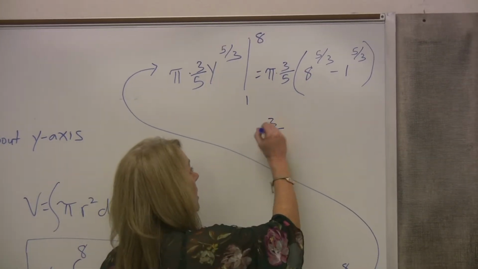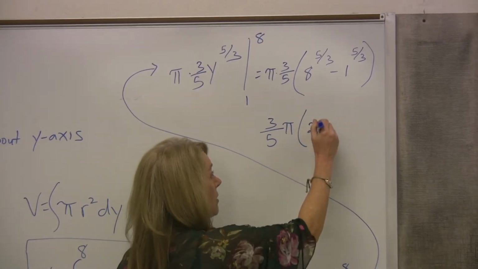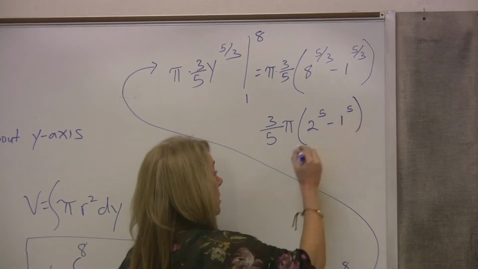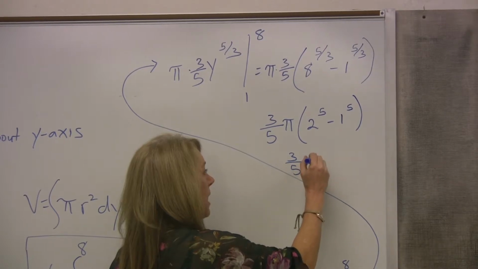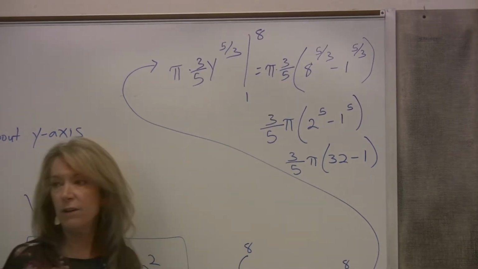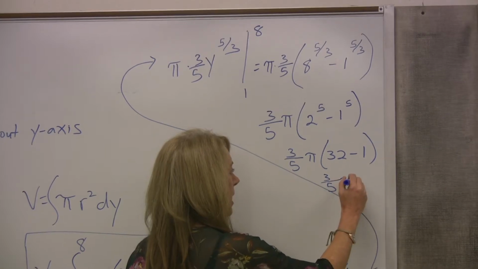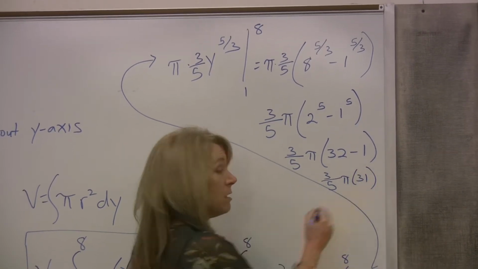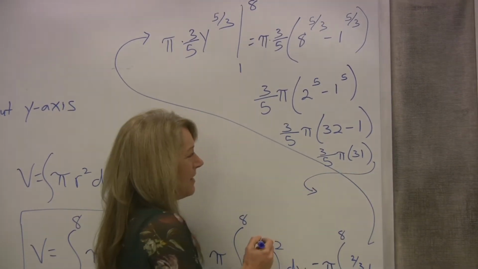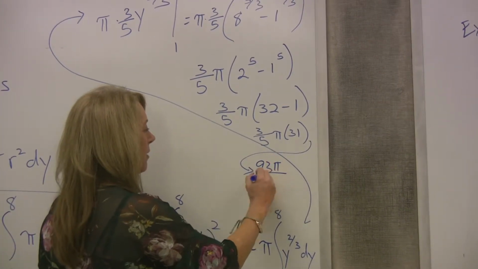So I'm going to write this as 3/5 pi because it looks prettier to me. What's the cube root of 8? 2. So that's 2 to the 5th. What's the cube root of 1? 1 to the 5th. So I have 3/5 times pi. 2 to the 5th is 32. 1 to the 5th is 1. I'm running out of room here. I better finish this problem up. 3/5 pi times 31. See if I can squeeze the answer in there. I'll put it right here. This is going to be so beautiful in the video. 93 pi over 5.